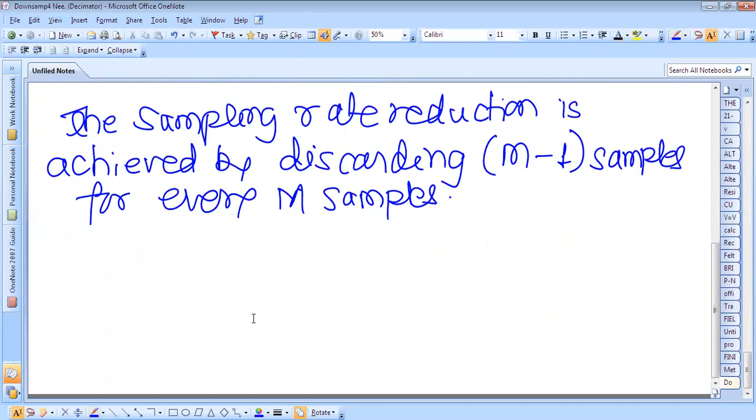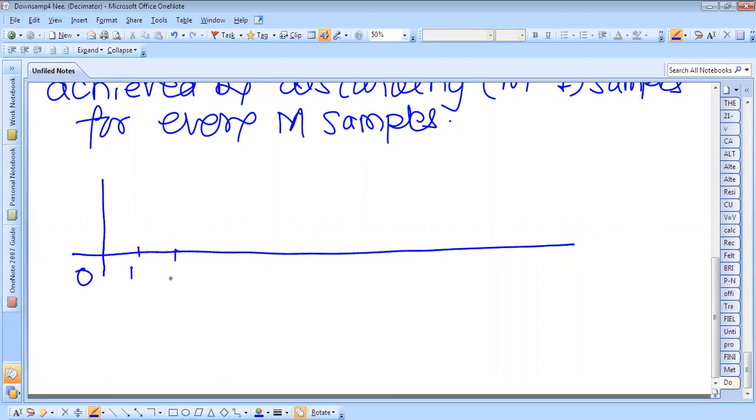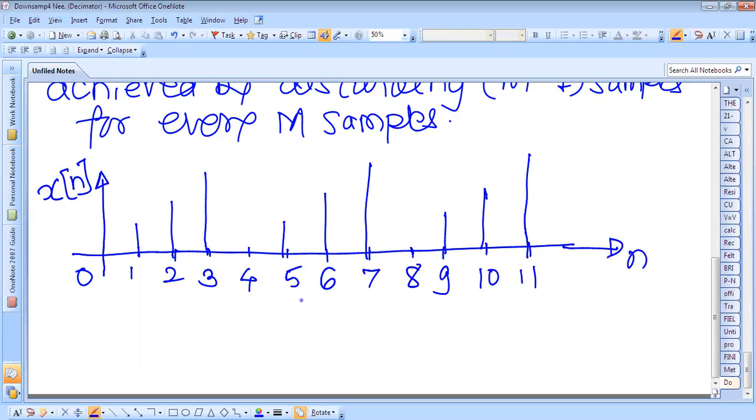And now we'll see one signal which is a downsampling for M equal to 3. So the signal is given, suppose like this. This is 0, 1, 2, 3, 4, 5, 6, 7, 8, 9, 10, 11. So this is 1, 2, 3, this is 1, 2, 3, this is 1, 2, 3. So this is your input x of n, and this is n.